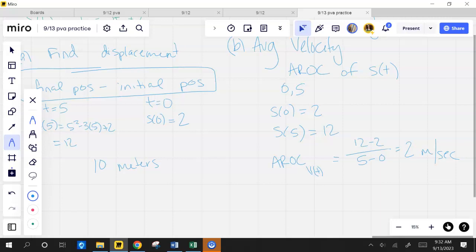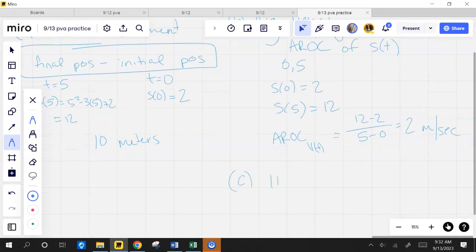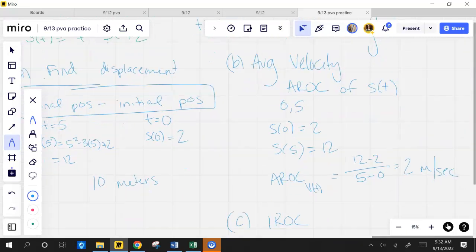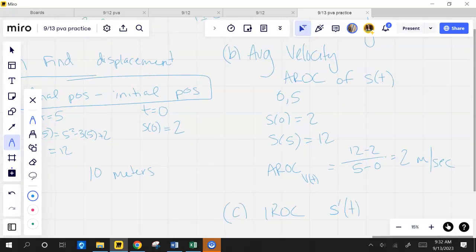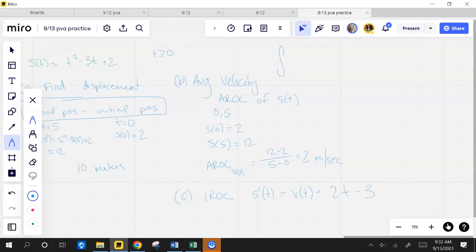How about the instantaneous velocity when t equals 4? So now I'm not AROC anymore. Now I'm IROC, so I need to take the derivative. So I'm going to do the derivative of s, right? That's going to give me instantaneous velocity, 2t minus 3. So what's the instantaneous velocity when t equals 4? So plug it in. 2 times 4 minus 3, which is 5. Again, meters per second. Look at the difference there. When I find an average, it said when t equals 4.